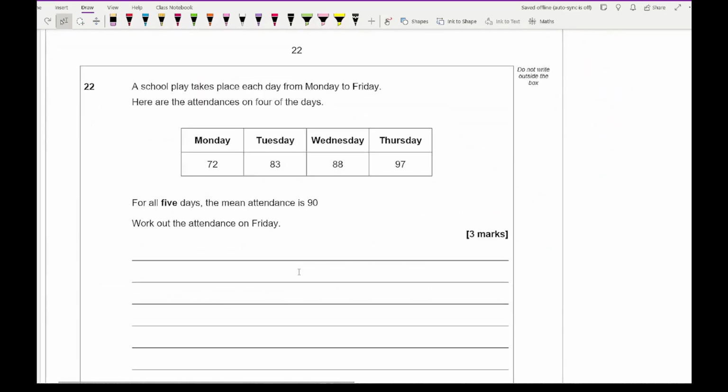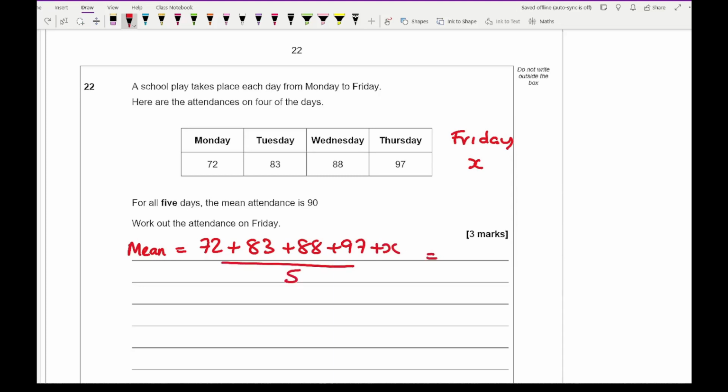Then moving on to question 22, it says that a school play takes place each day from Monday to Friday. Here are the attendances on 4 of the days. For all 5 days, the mean attendance is 90. Work out the attendance on Friday. Well, as we don't know what Friday attendance was, let's just start by calling that X. Now, to work out the mean of those 5 days, what I need to do is add the numbers together. So I've got 72 plus 83 plus 88 plus 97 plus X. I divide all that by 5, and that comes up to my mean value, which is 90.